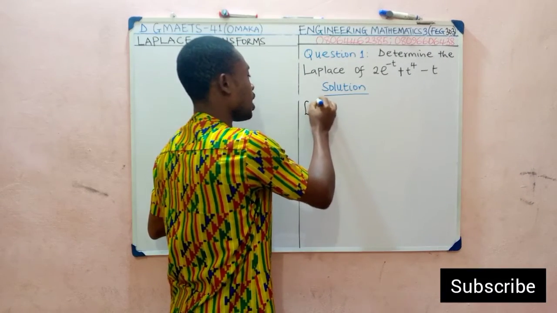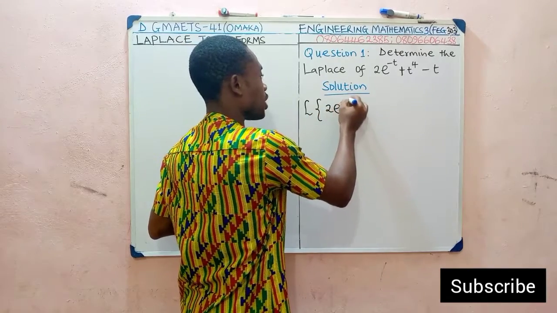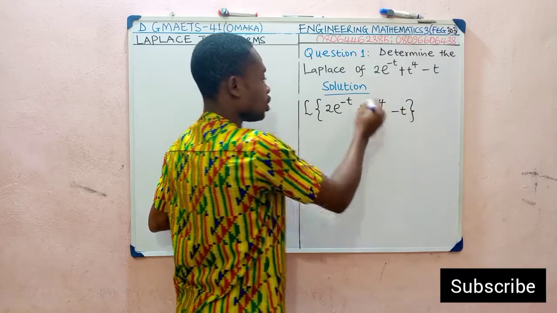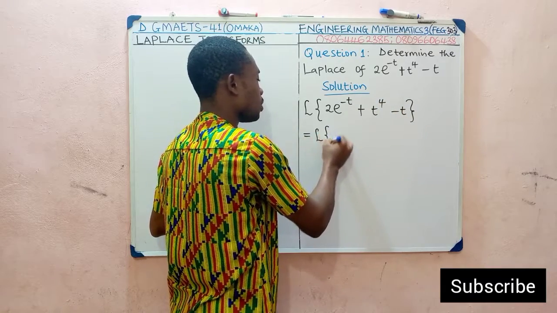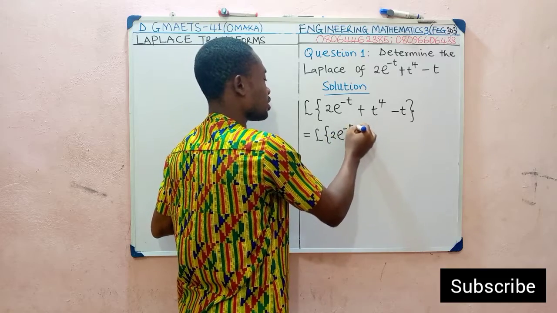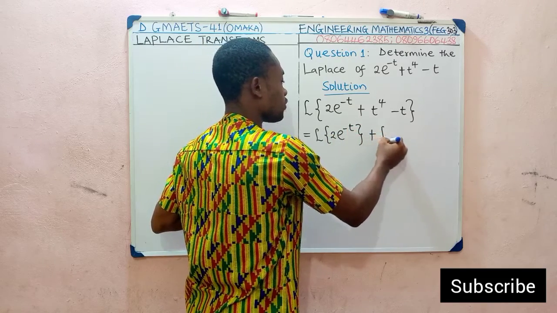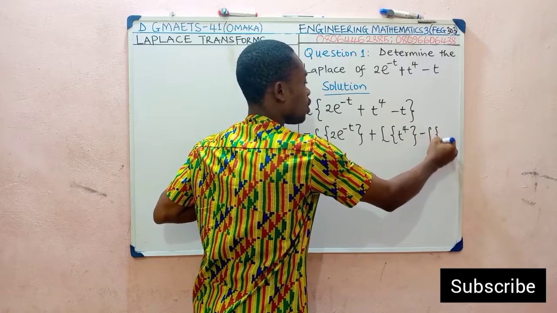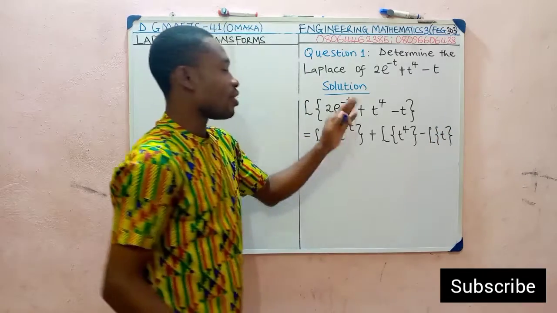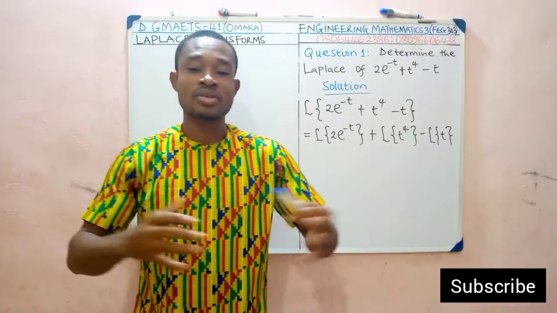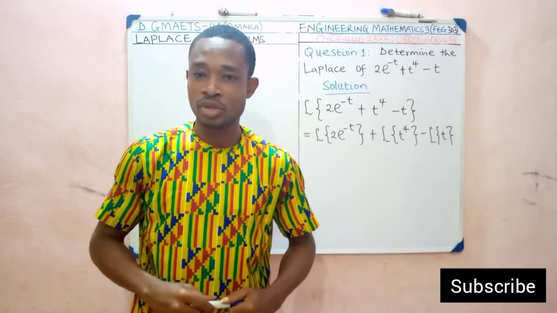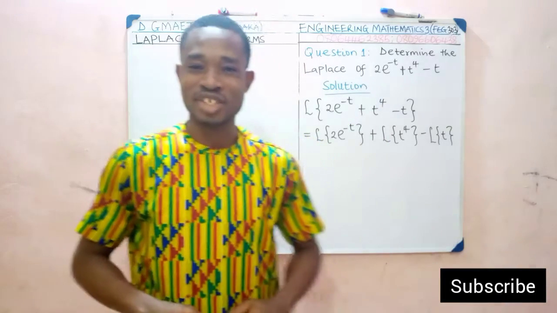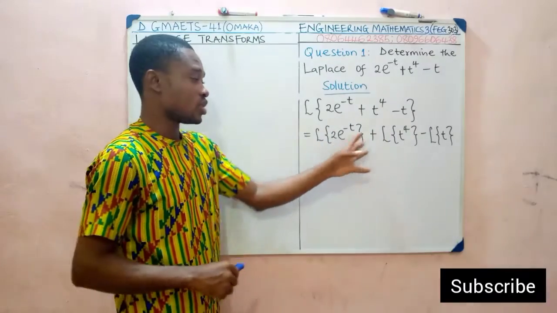We are to evaluate the Laplace transform of 2 exponential minus t plus t raised to the power 4 minus t. You know, this is the same as the Laplace transform of 2 exponential minus t plus Laplace transform of t raised to the power 4 minus Laplace transform of t. Good. I've applied the plus minus rule. You know, there is sum and addition rule of Laplace transform. You know that these transforms distribute over addition and subtraction. So I've split them as you see this.